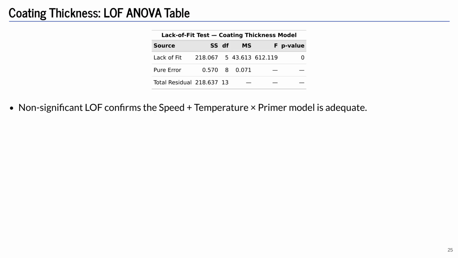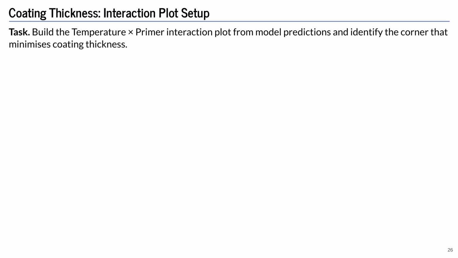The final step is to build the temperature by primer interaction plot. Use the model predictions at each of the four corners defined by cure temperature and primer type. Remember, the goal is to minimize coating thickness, so you are looking for the lowest point on the plot, not the highest. The interaction plot for the coating thickness experiment reveals a crossover.